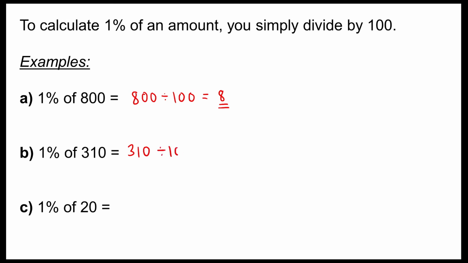In the second question, I have 310, which I want to work out 1% of. I'm going to divide that by 100. It's a little bit more tricky, but you can think about your decimal point moving 2 places to the left, and that gives me 3.10, which I can write as simply 3.1.